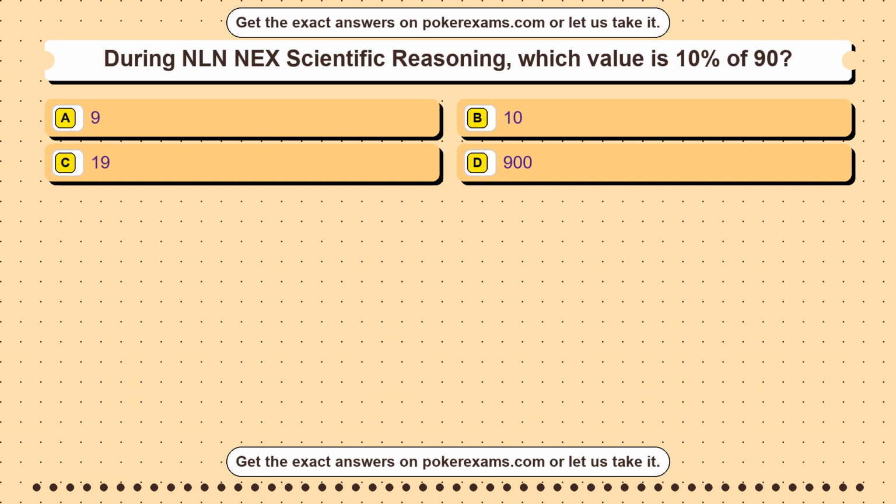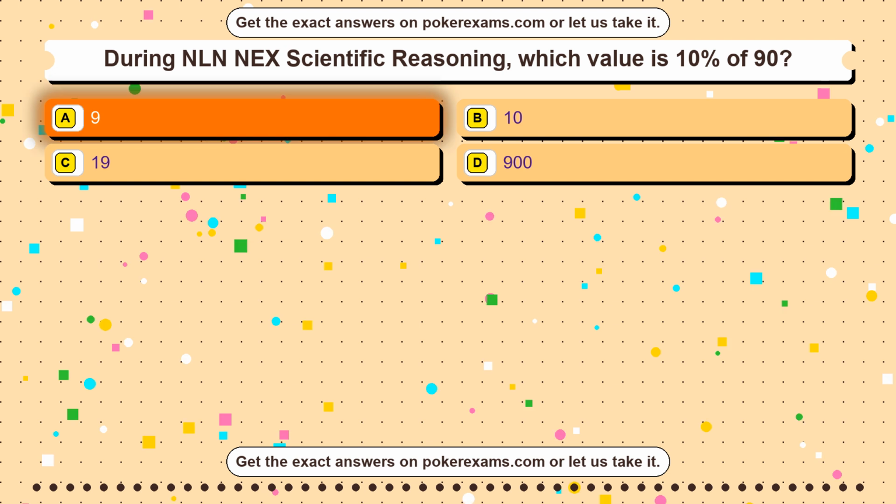Question 21. During GED science practice test, which amendment protects freedom of speech? Option A. First Amendment. Option B. Second Amendment. Option C. Fifth Amendment. Option D. 10th Amendment. The correct answer is option A.